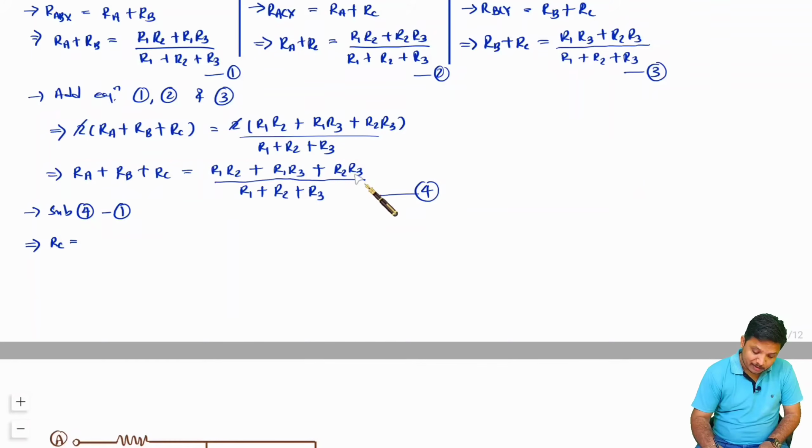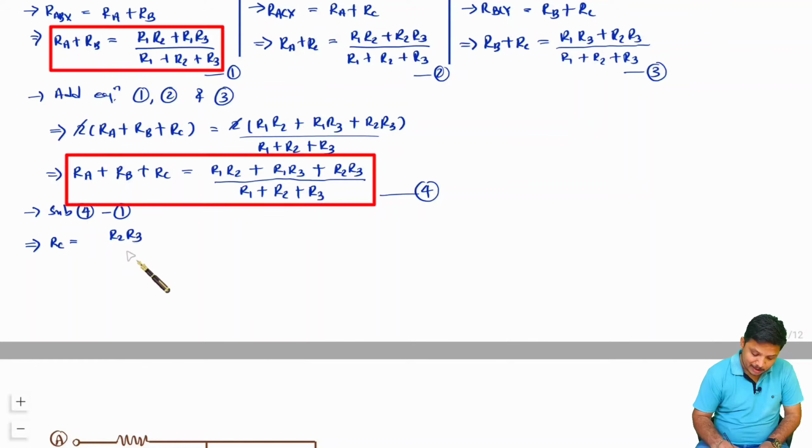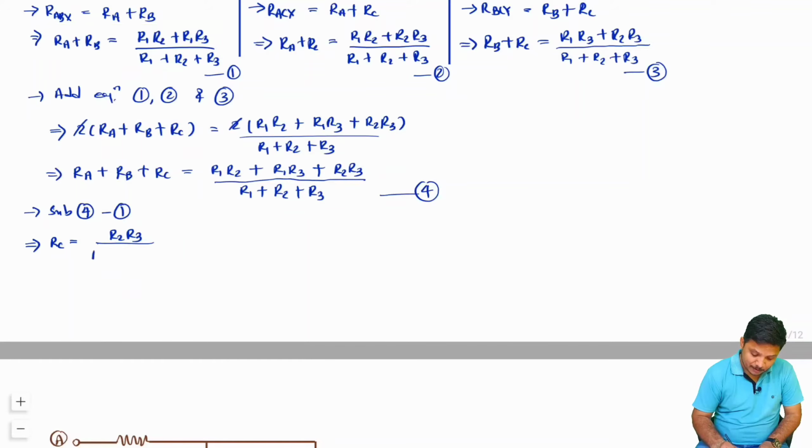So R2, R3 will remain. So RC will be R2, R3 divided by R1 plus R2 plus R3, right. So we will be having the RC value. Now if you want the value of RB, then you can subtract equation 2 from equation 4.